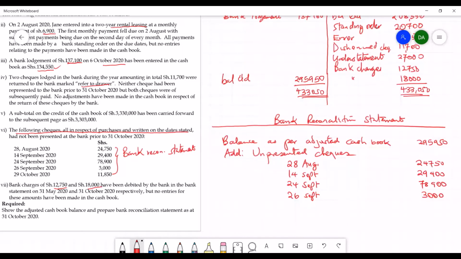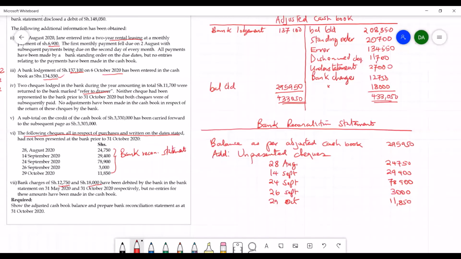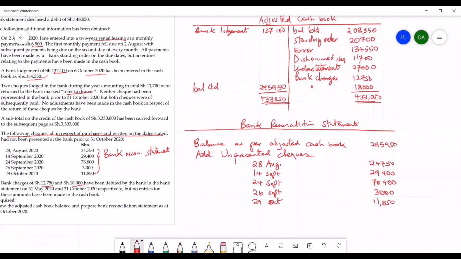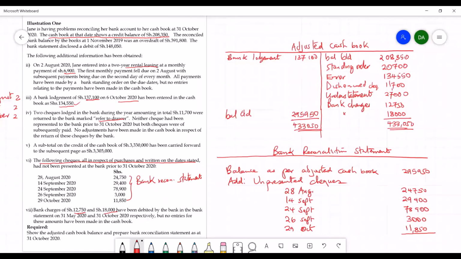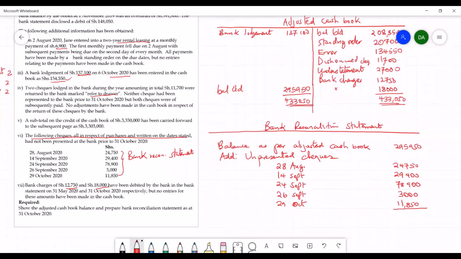On 29th October, the amount of unpresented check is 11,850. So all these are the unpresented checks. And we add them to the balance as per the adjusted cash book. If we add that, we get a total which is equal to 148,050.